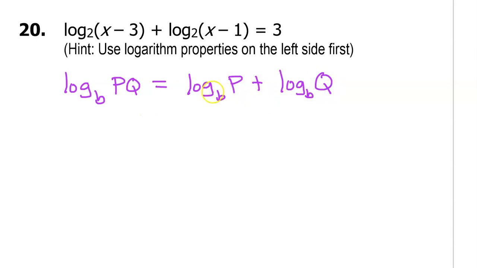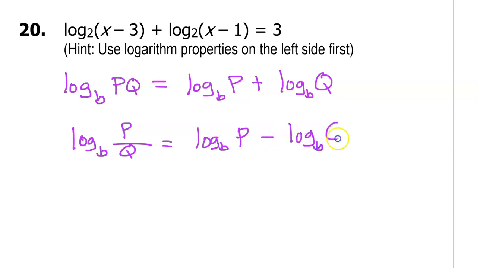And this is a two-way street. If I had the log of something plus the log of something, I could rewrite that as a single log of a product. We also had a quotient rule. If I had the log base b of p divided by q, then this will be the same thing as log base b of p minus the log base b of q. So a quotient can be rewritten as the difference of two logs. Or if I see a difference of logs, I could rewrite it as a quotient.